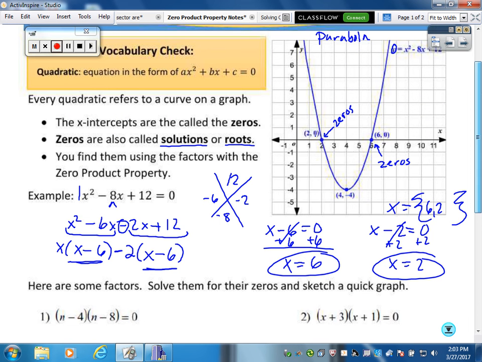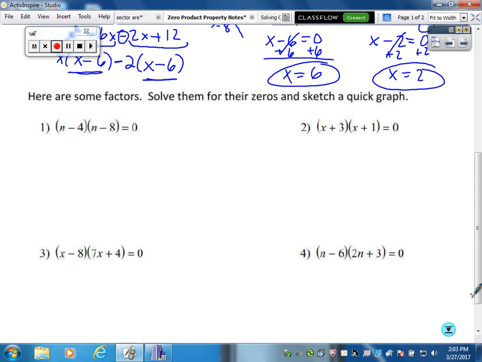So going back and relating this one more time, when you factor and you set those factors equal to 0, you get x equals 6 and x equals 2, which is 2 solutions. Those solutions are also called roots and zeros, and those zeros are referring to the x-intercepts on a graph. So if you are graphing this, you got x-intercepts at 2 and 6, just like we have up here. So that's what I need you to do for these bottom ones. It says, here are some factors, solve them for their zeros, and sketch a quick graph. So we're just going to basically sketch where those zeros are on the x-axis.